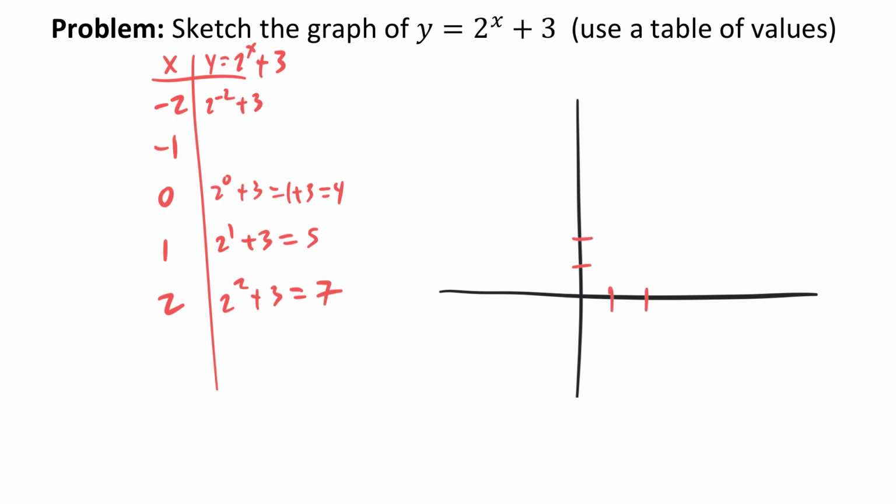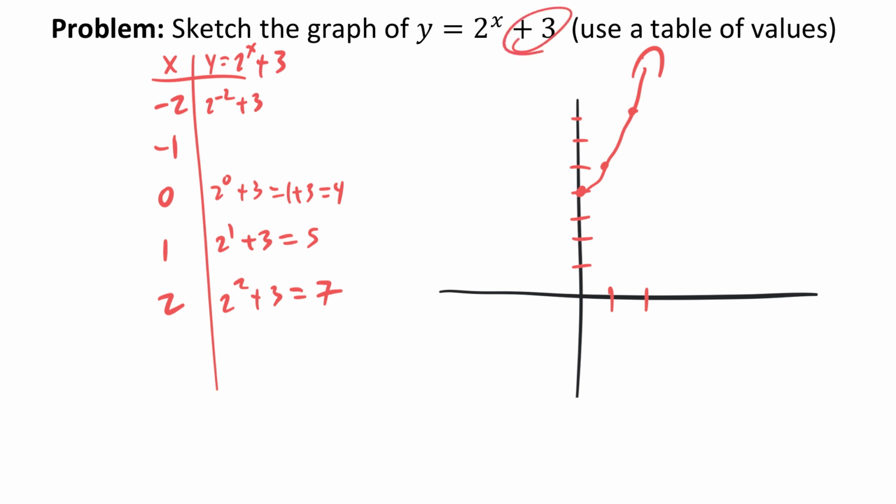0 is 1, 2, 3, 4. 1 is 5. And then 2 is 7. Now it's hard sometimes to draw an exponential. The right side, I think we're good. But over here, it's like, where do we swoosh to? And that's why we need this plus 3.